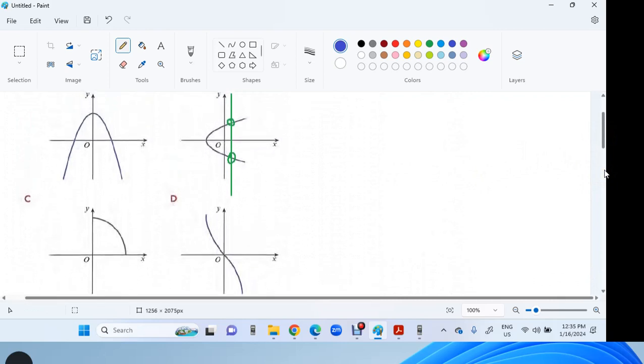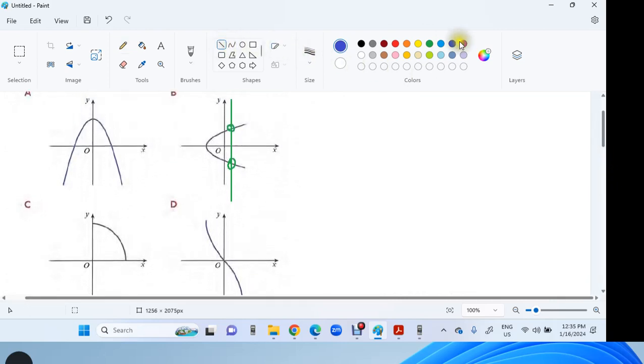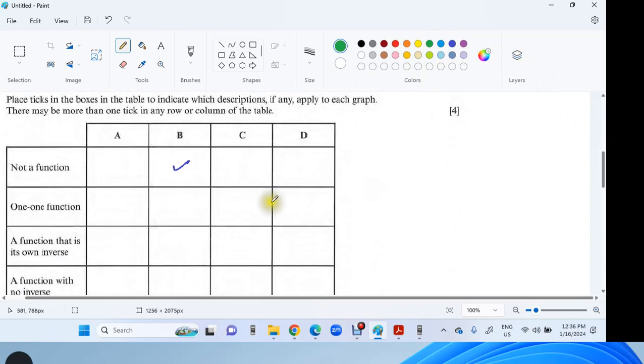And then whether it is a one-to-one function, we will use the horizontal line test. So first it must be a function. Then only we check whether it is one-to-one. So we touch 1 point when we do the horizontal line test. So when we have more than 2 touches, then this is not one-to-one. This is not 1-1. This is not a function. Okay. So for one-to-one function, C and D are one-to-one functions.